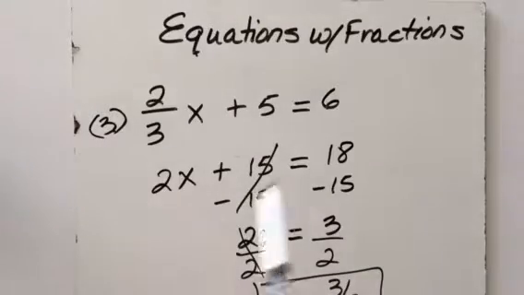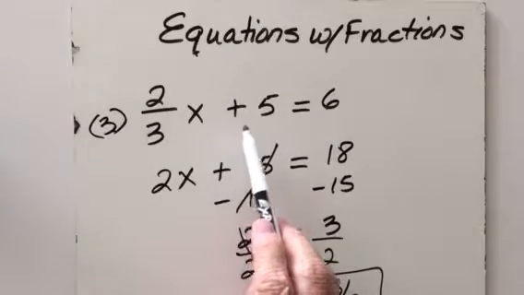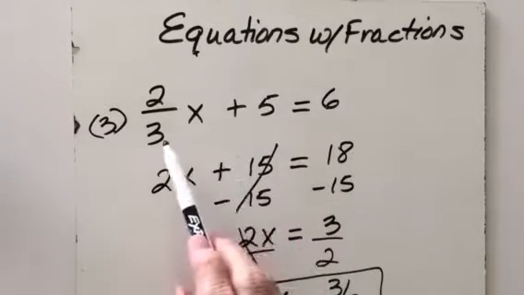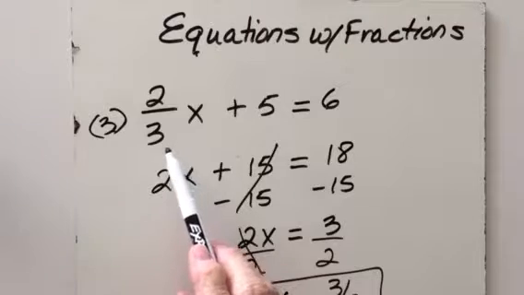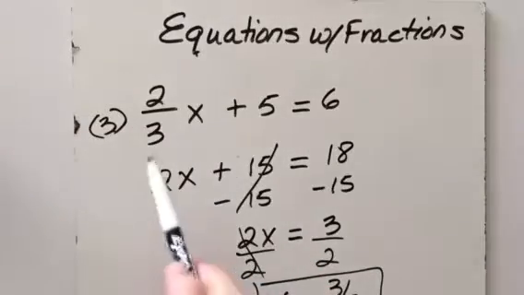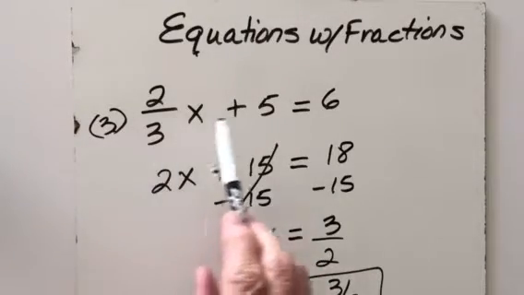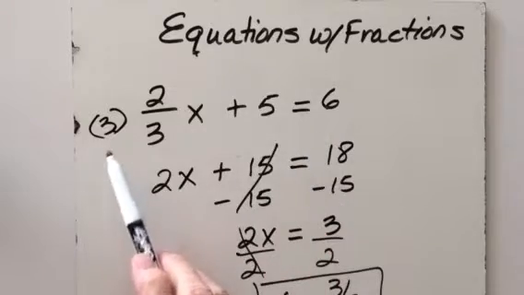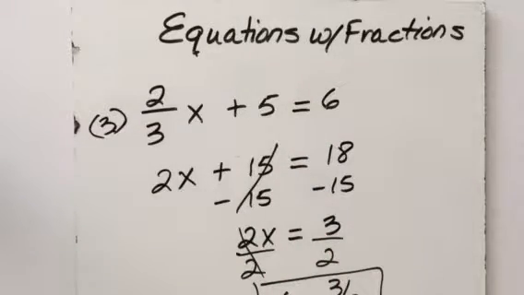Now, you could have subtracted 5 from both sides and then divided through by 2/3. That would have been a fine way to do it, and you would have gotten the same answer. But it's just an easy way to get rid of the fraction if you multiply through by the denominator. Now let me show you another one.